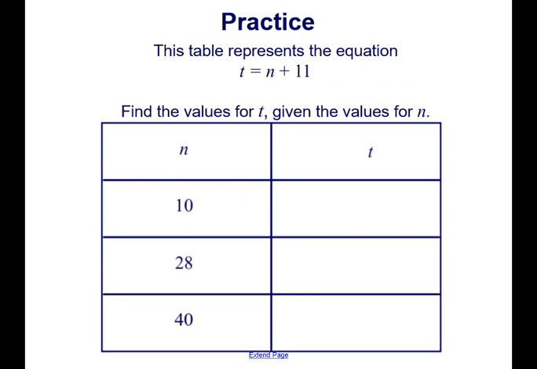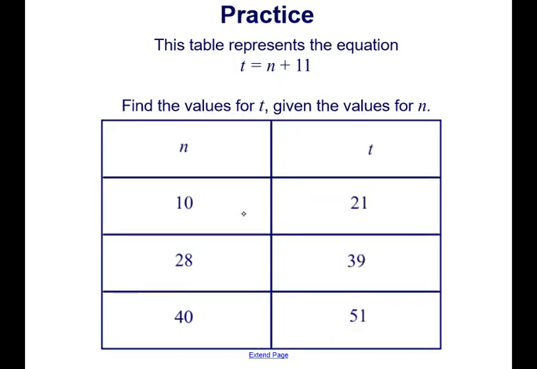So we can use that fact to find missing values in a table. So this table is representing the equation t equals n plus 11. So to find the values of t, we need to use that equation as our rule. T, the output, is going to be the input plus 11. So if the input is 10, we would have to do 10 plus 11 to find t. If the input is 28, we have to do 28 plus 11 to find t. And if the input is 40, we have to do 40 plus 11 to find the output of t.